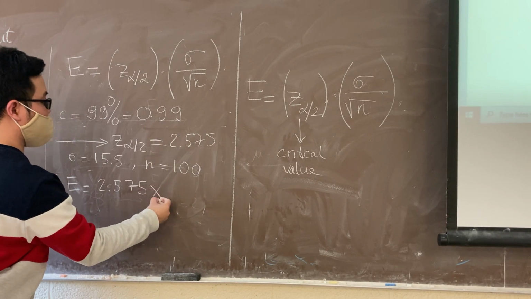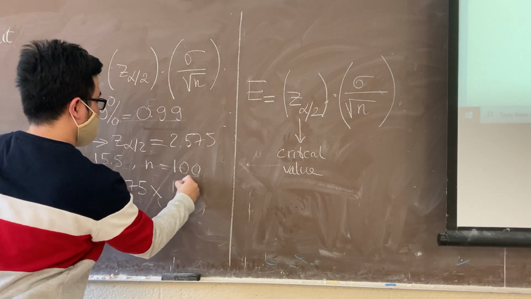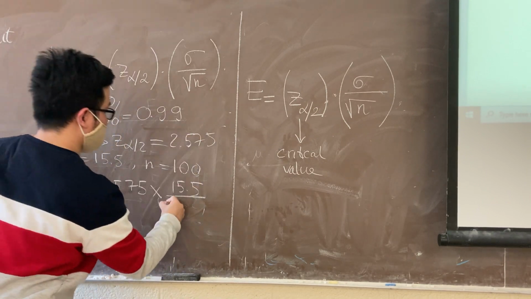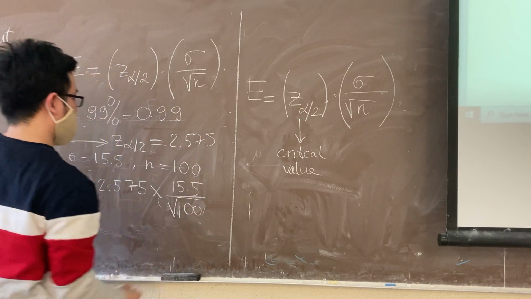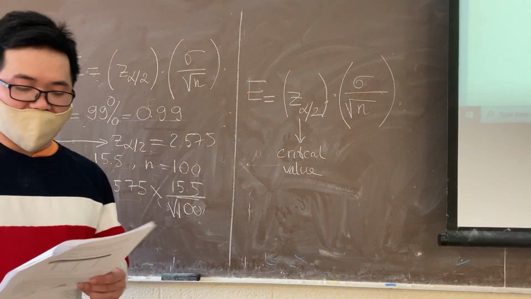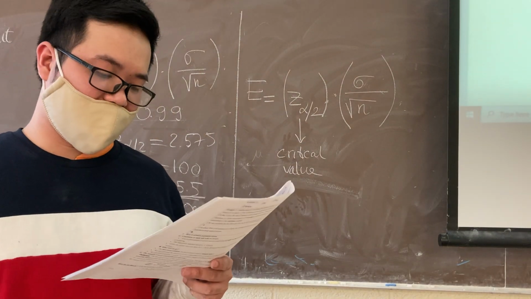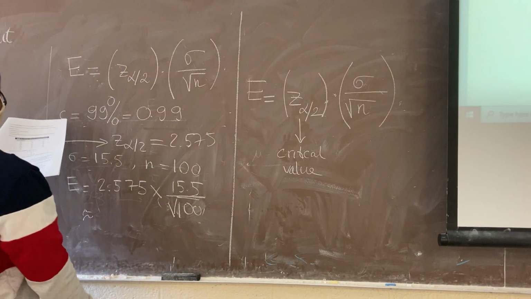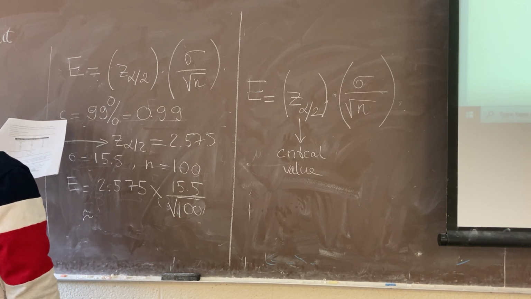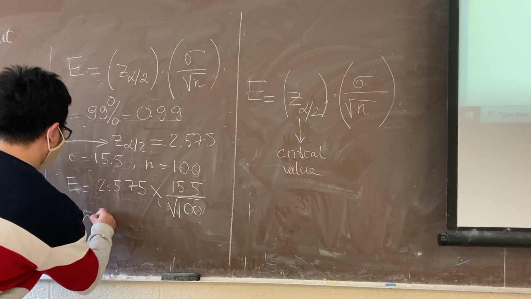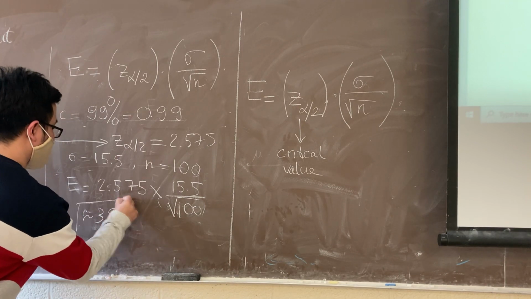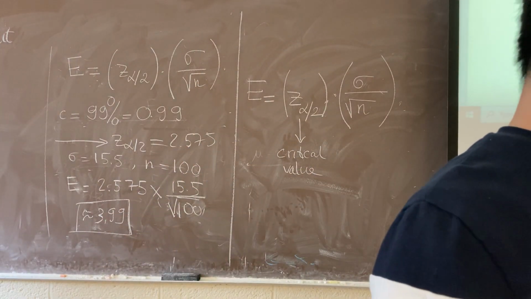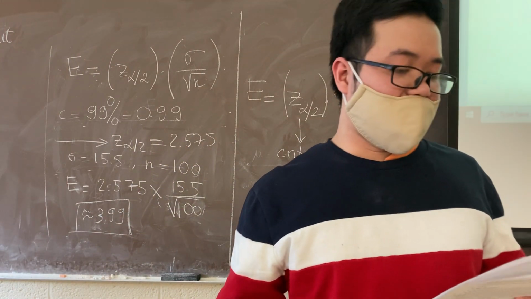Okay, it's 2.575 times sigma, which is 17.5, over the square root of n, and here n is 100. After that, you will use a calculator, and you will get the value, approximately, to 2 decimal places, right? So it's 3.99. This is 3.99. That is the way to find the margin of error.